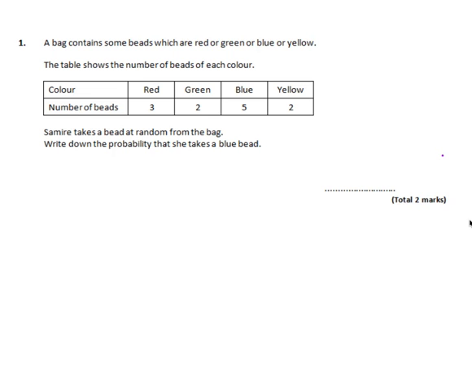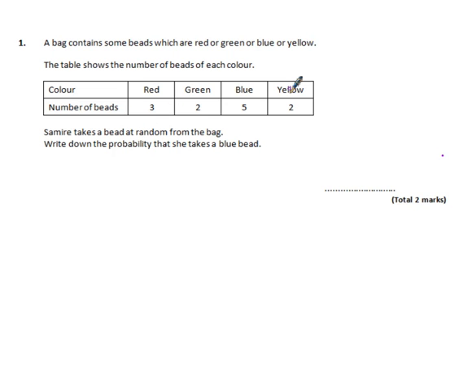Okay, we'll have a look at 3 of the questions that are on the home learning sheet that I gave you today. We'll look at questions 1, 4 and 7. So question 1, we've got a bag that contains some beads which are red or green or blue or yellow, and we can see the number of beads that are each colour that are in the bag. Samir takes a bead at random from the bag, so he doesn't know what colour it's going to be. Write down the probability he takes a blue bead.